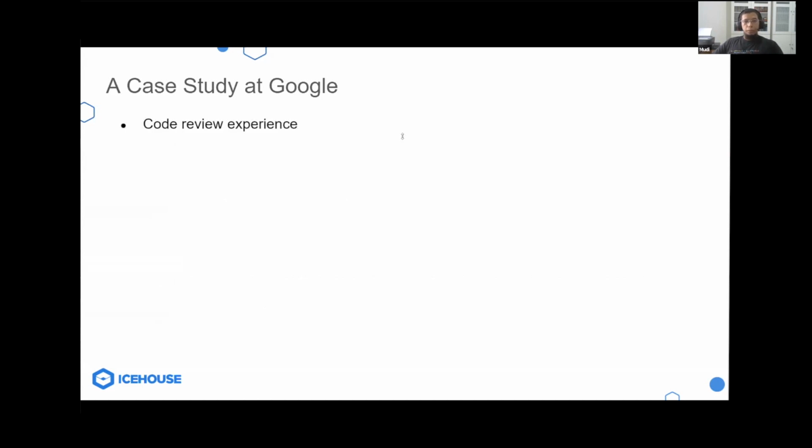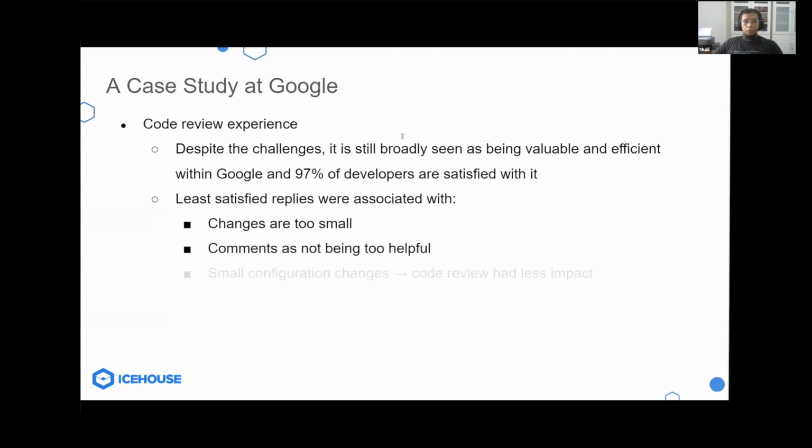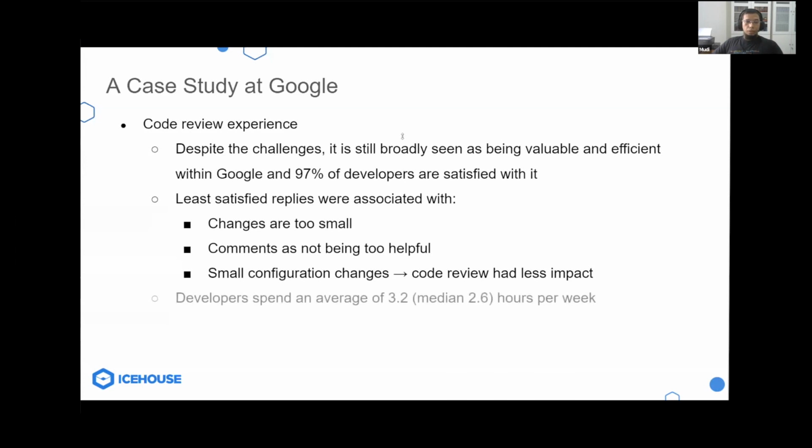But despite the challenges, it is still broadly seen as being valuable and efficient within Google, and 97% of developers are satisfied with it based on a survey. The least satisfied replies were associated with changes being too small, comments not being too helpful, and the changes under review being only small configuration changes for which code review had less impact. And interestingly, most developers spend around 3 hours a week reviewing, so it doesn't take too much of their time.